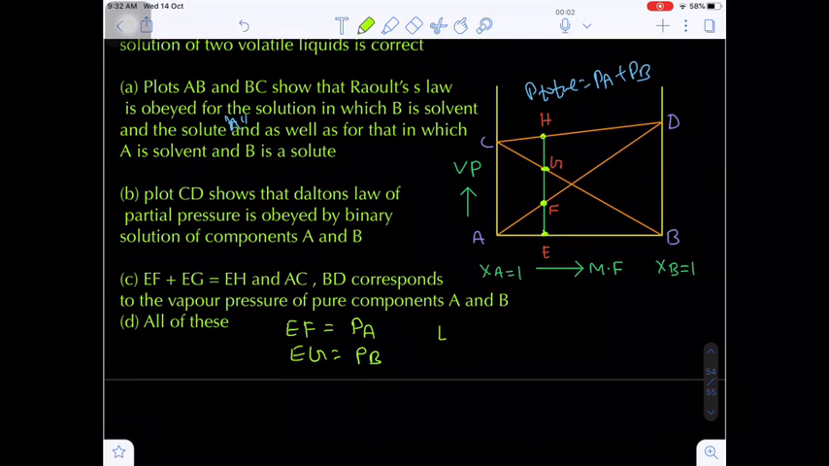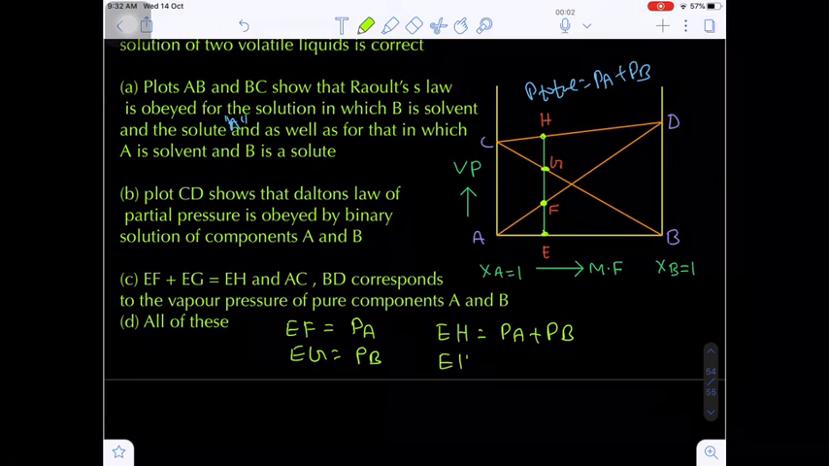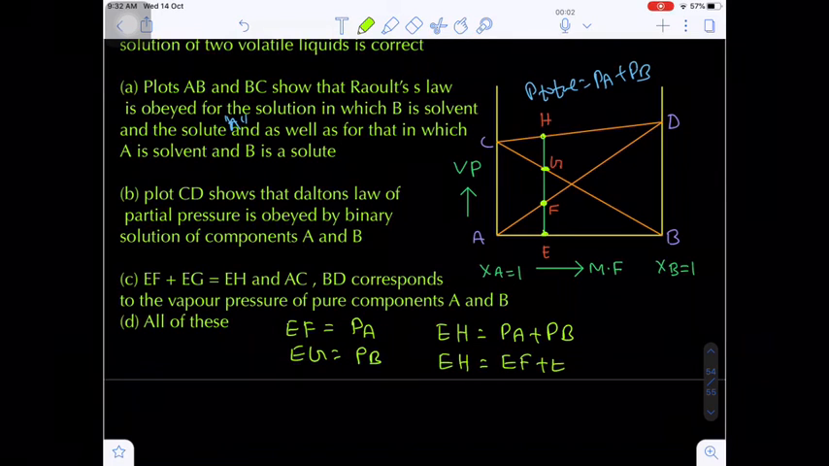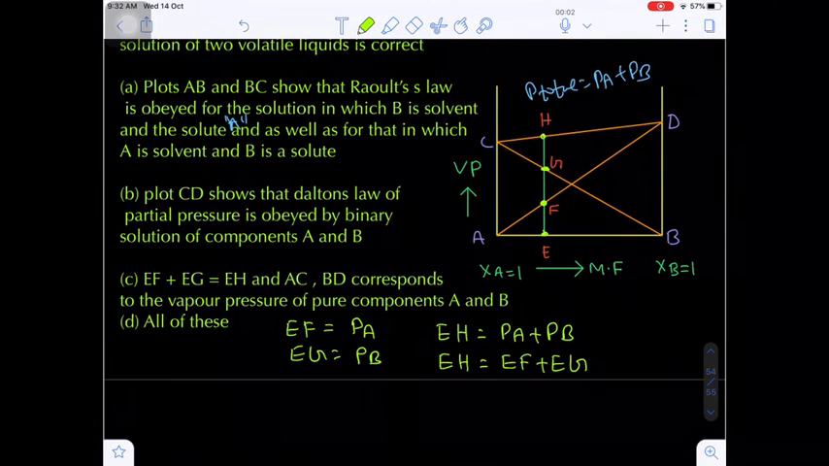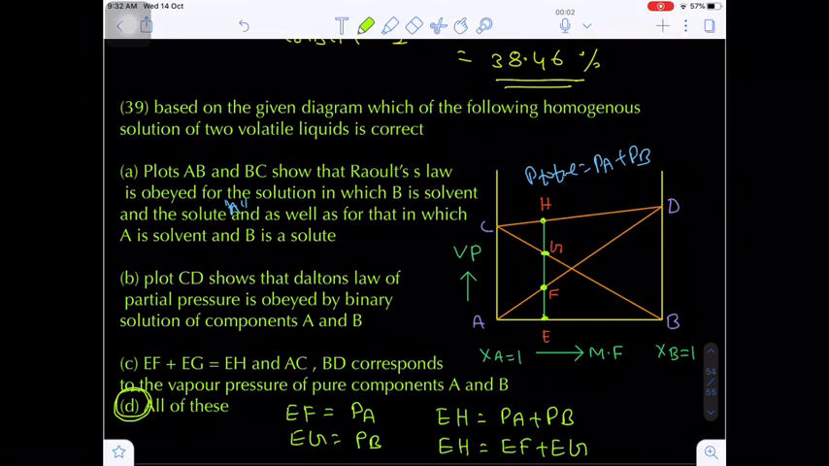Okay. Now E to H is nothing but the algebraic sum of the partial pressures of component A and component B. So EH is equal to EF plus EG. That means statement C is also correct. So the answer will be all of these.